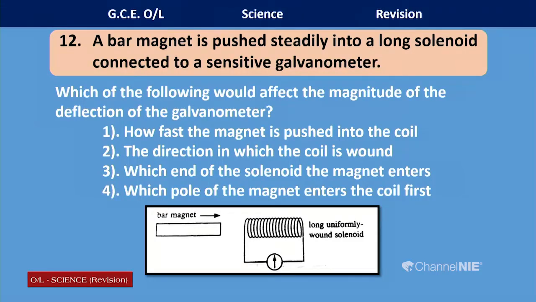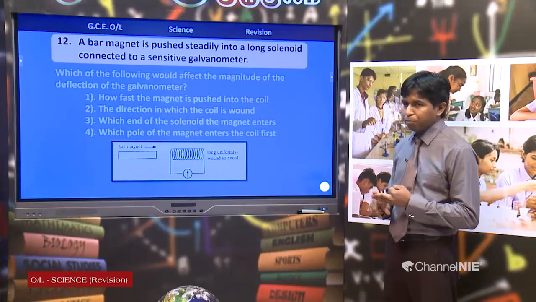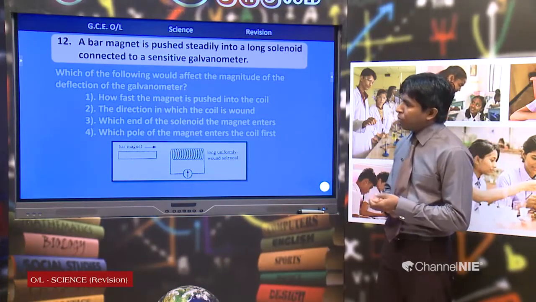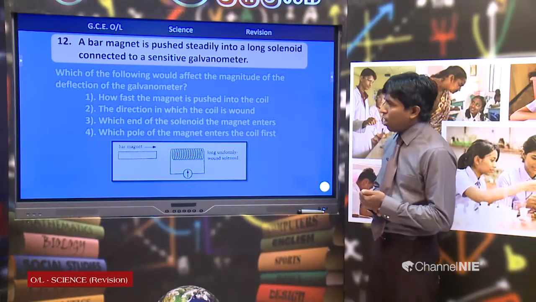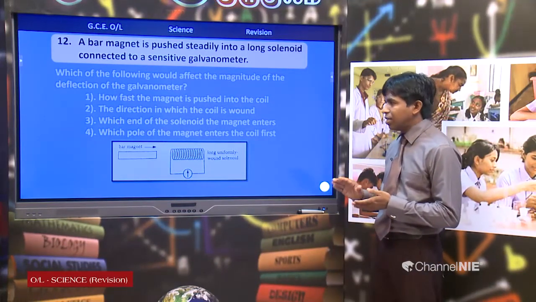Number one, the strength of the magnetic field or the strength of the magnet. Second factor, the number of turns in the coil. Third factor, how fast you are moving the magnet towards the coil. So, the three factors affecting the magnitude of the current are the strength of the magnet, the number of turns of the coil, and how fast you are moving the magnet. So, the first option, how fast the magnet is pushed into the coil, is the correct answer.